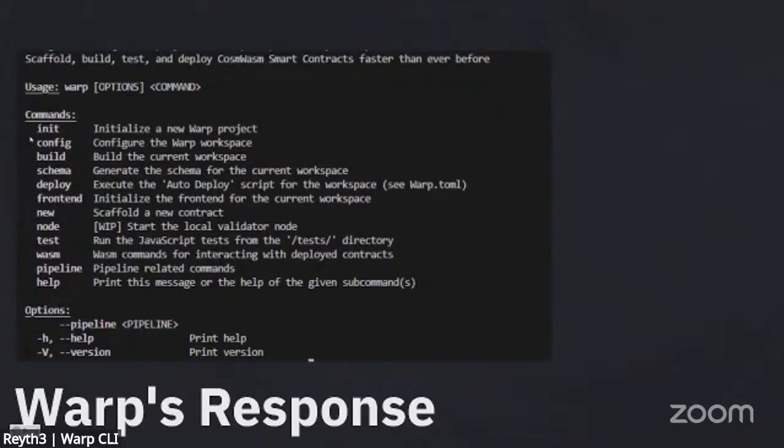So basically, initialization of the project, configuration of your development environment, building a project and creating a deployable WASM files for Cosmos WASM chains, generating schema for interacting with your smart contract, deploying the generated or built smart contracts to a chain, generating front ends, creating new smart contracts, setting up local validator nodes, running tests, and executing WASM commands on the deployed contracts.